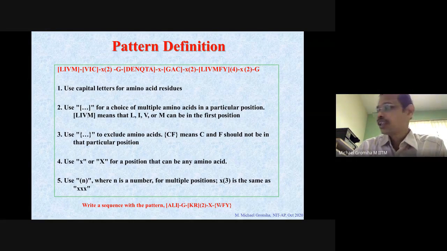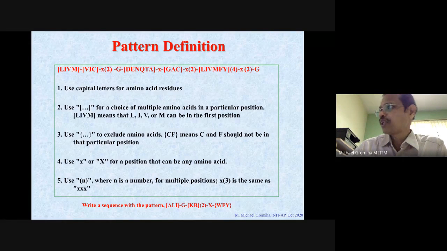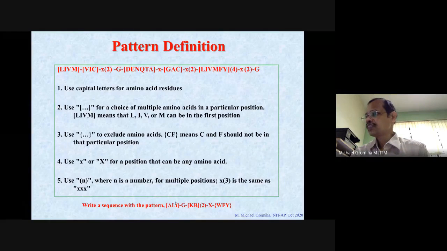Now the last one, what is the meaning of this curly bracket? Curly bracket means you need to exclude. If there is C, F, these should not appear in that particular position. First, can you refine your peptide then? First 5 are correct. Okay, fine. Right? So here the first one is anything within these 3.